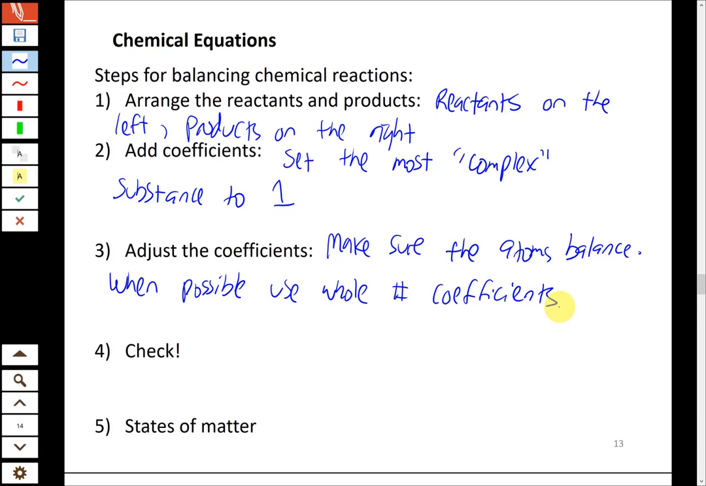And then you check yourself. So you want to make sure that the number of atoms on each side of the arrow is the same. Number of atoms and the type, we don't change them to something else.